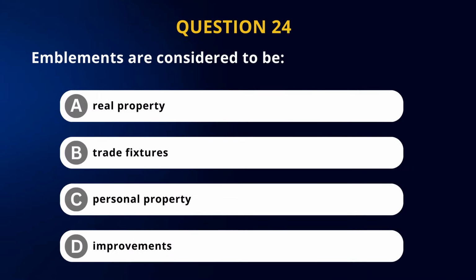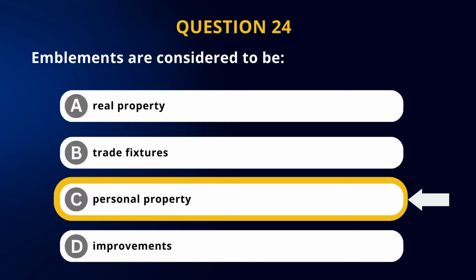Question number 24. Emblements are considered to be letter A, real property. Letter B, trade fixtures. Letter C, personal property. Letter D, improvements. And the answer: letter C, personal property.